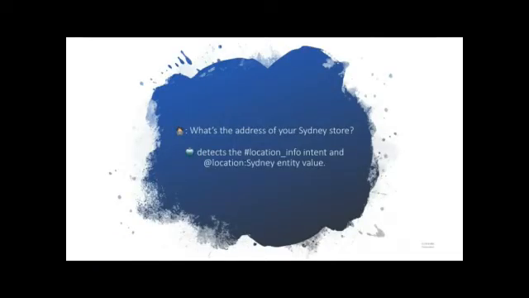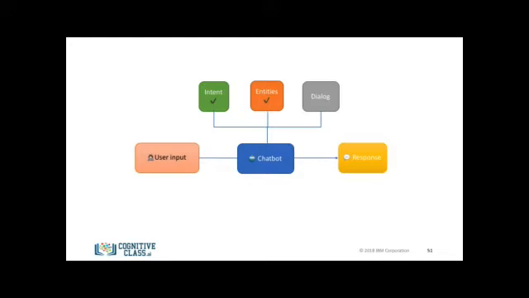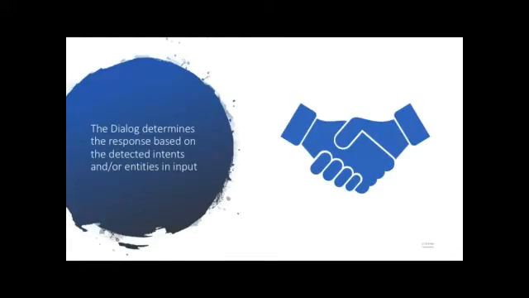So now, when the user asks, what's the address of your Sydney store, we can capture the intent. Let's say we defined a location info intent. So Watson will know the intent of the user: they want to know an address. But also the specifics of it, because we defined a location entity, and the specifics here are location Sydney. So we know that they want the Sydney location. And that brings us to the third component, which is the dialogue. Because now that we know the intent and the specifics of what they want, we can create a response that is custom tailored to them. We can tell them the exact address of the location that they're inquiring about.